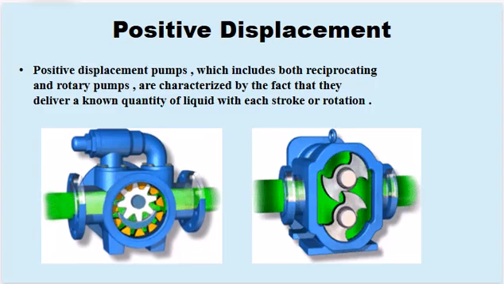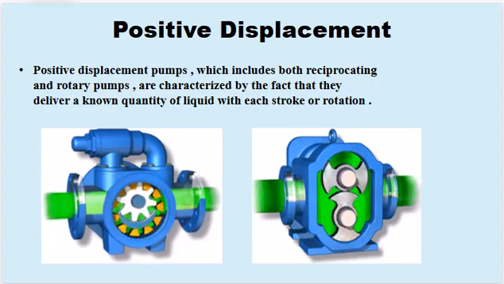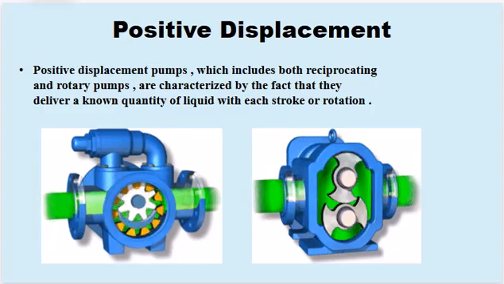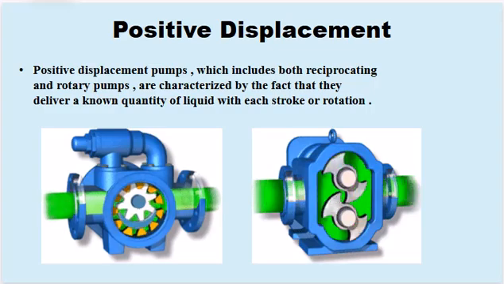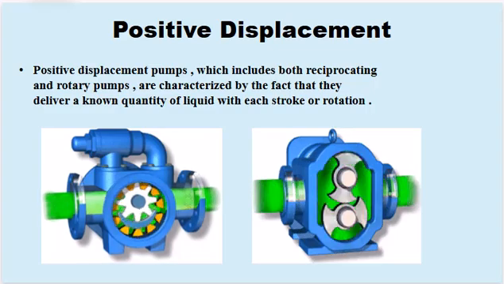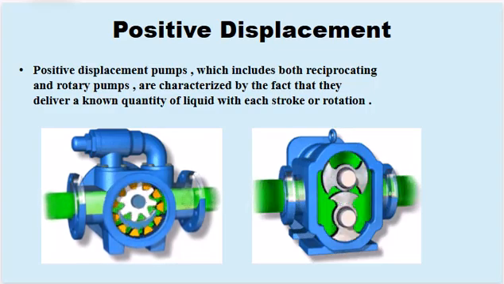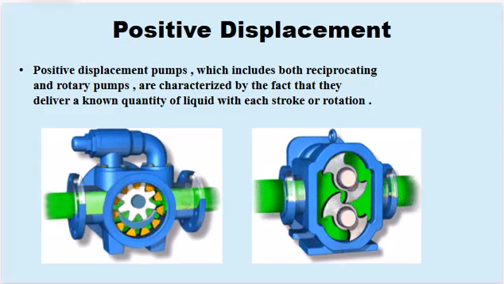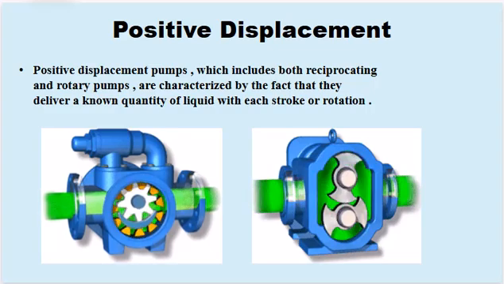Reciprocating pumps. These use a back and forth motion, like a piston, to push the fluid. They're great for high-pressure jobs. Rotary pumps. These use rotating parts to trap and move the liquid. They're especially good for steady flows and can handle thick, viscous fluids with ease. So, if you need consistent flow and reliable performance, positive displacement pumps are a go-to solution.